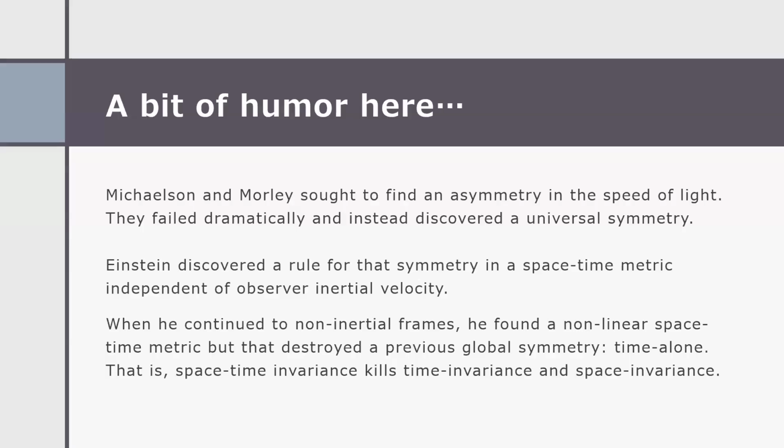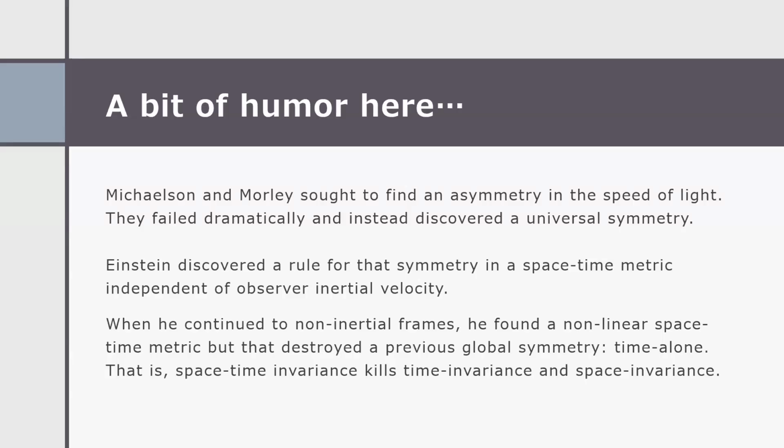Let's get to it. Well, I think there's a bit of fun here. I assume you all know about the Michelson-Morley experiment. It's sort of famous in physics. They sought to find an asymmetry in the speed of light. They failed and instead discovered a universal symmetry, right? It's one of the biggest failures in physics, I think. Einstein came along and discovered a rule for that symmetry by identifying a space-time metric for what was going on with the speed of light, okay?